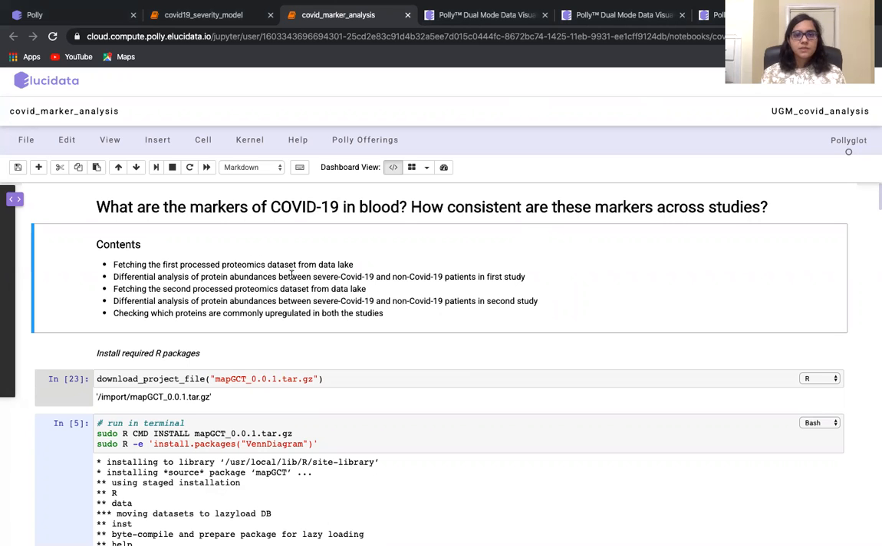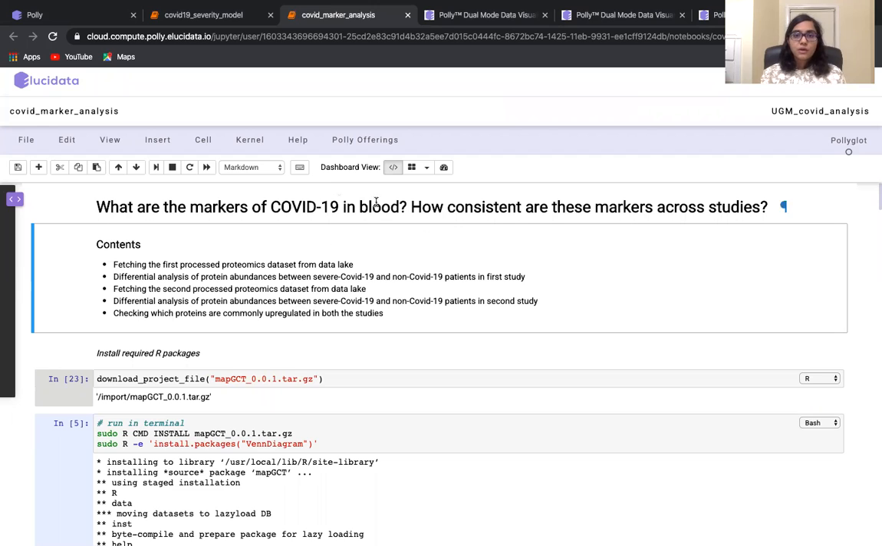In this particular analysis, my colleague got the analysis data sets directly from the data lake. They did a differential analysis of protein abundance of severe COVID-19 versus non-COVID-19 patients in both the data sets that I talked about today. These are two proteomics data sets coming from very different patient populations with different severity criteria. We want to see whether these markers of severity are consistent across these two data sets. Again, this analysis can easily be expanded to more data sets from a data lake as well.